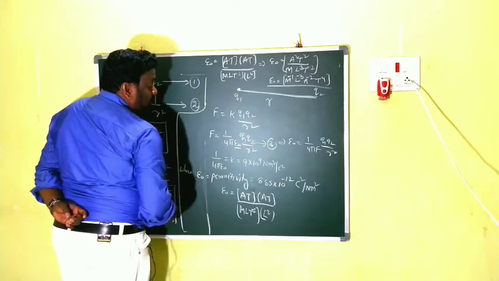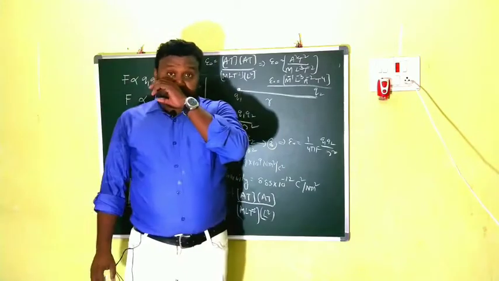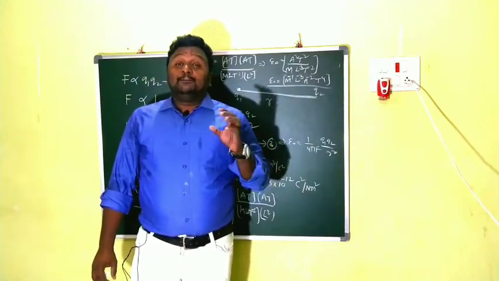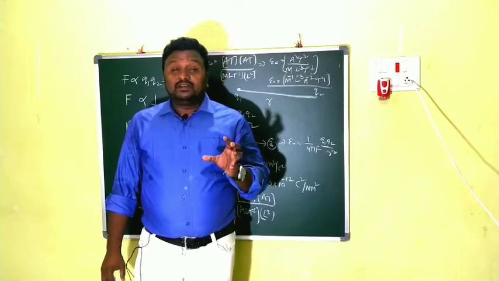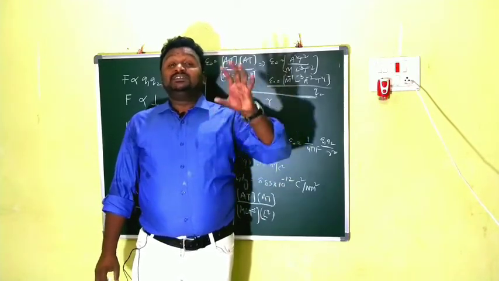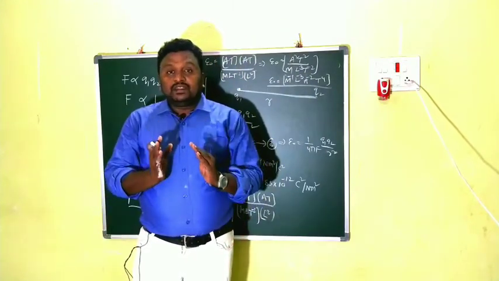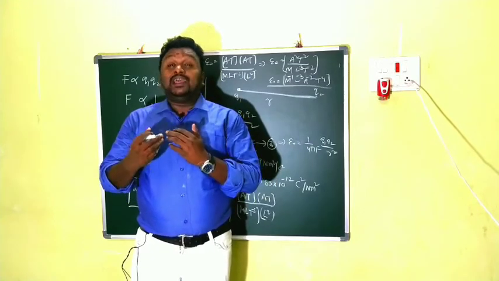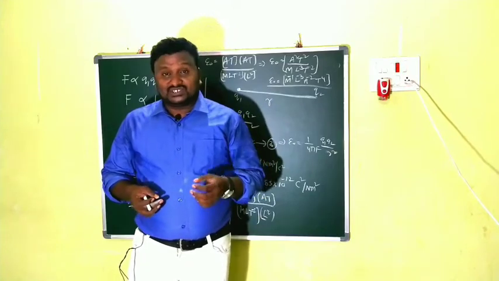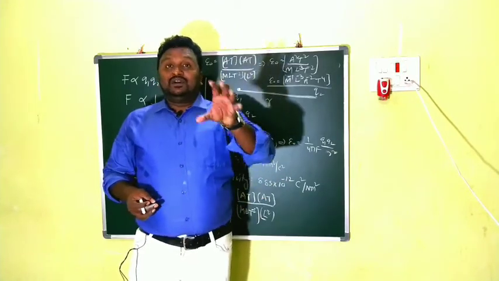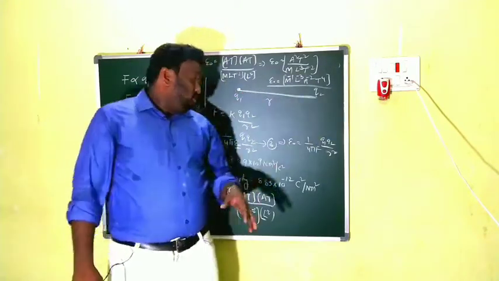Here what is epsilon naught? Epsilon naught is the permittivity in free space. What is meant by permittivity? Permittivity is the property that explains the ability of force between two charges. Clear? That means how much force is acting between two charges. If you imagine these two charges in free space, then we can write epsilon naught.